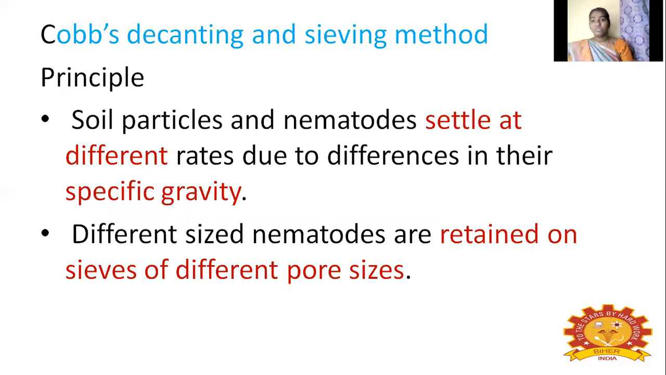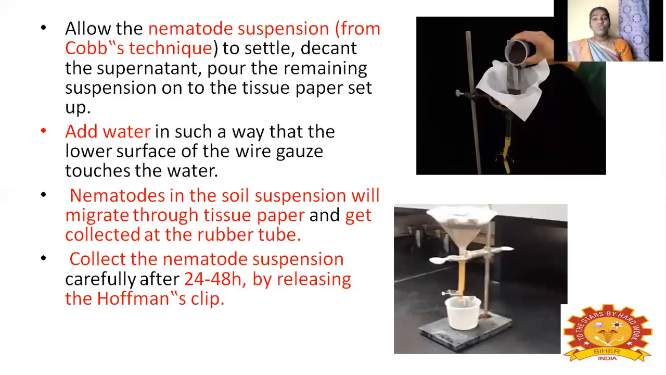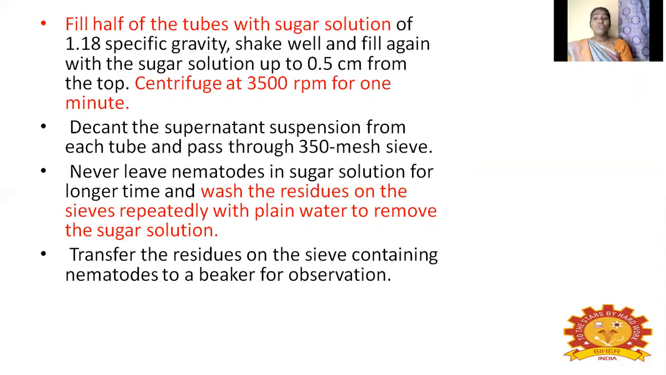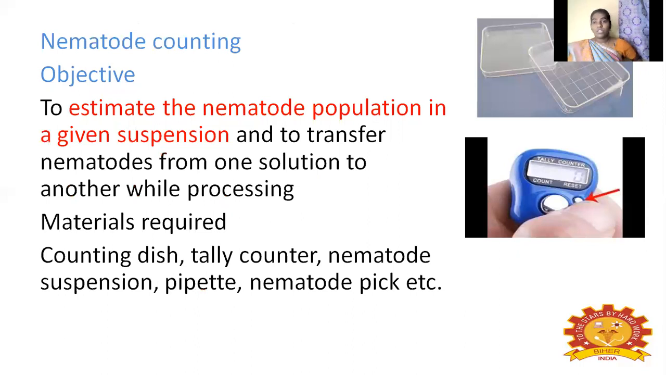So now using this procedure, we collected the vermiform. Next, we are going to count the nematode. So for nematode counting, what is the objective? To estimate the nematode population in a given suspension, and to transfer the nematode from one solution to another while processing. The materials required are a counting dish, tally counter, nematode suspension, pipette, nematode pick, etc. These are all the materials required for counting the nematode under the microscope.